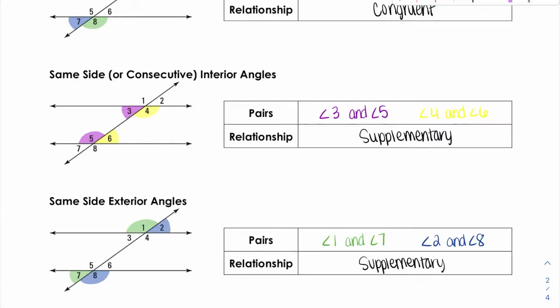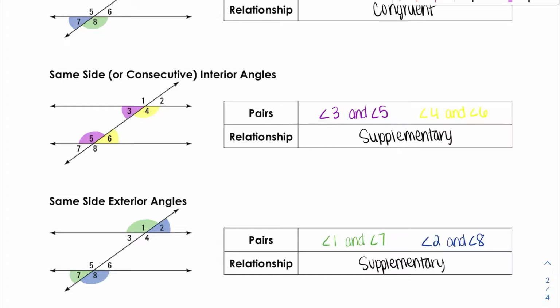Next, same side or consecutive interior angles. These are going to be angles that are on the same side of the transversal and both inside the parallel lines. So your pairs of same side or consecutive interior angles are 3 and 5 and 4 and 6. Each pair of same side or consecutive interior angles will be supplementary. The two angles should add to equal 180 degrees.